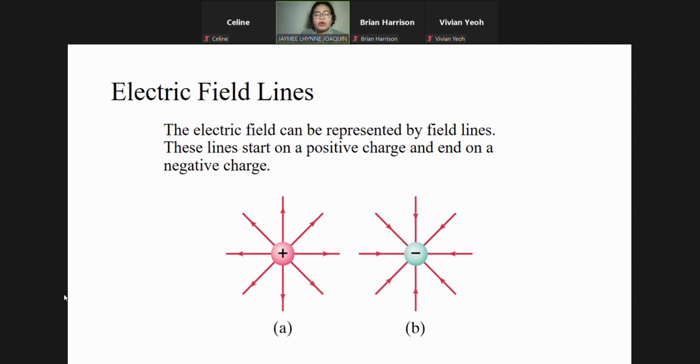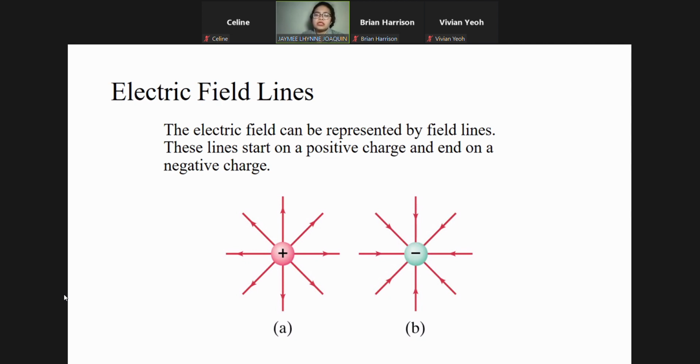Okay, so later in the next meeting, we'll get some computations for the said problems. Okay, so your electric field, let's go back to electric field. Electric fields somehow work in lines, so they can be represented by field lines.